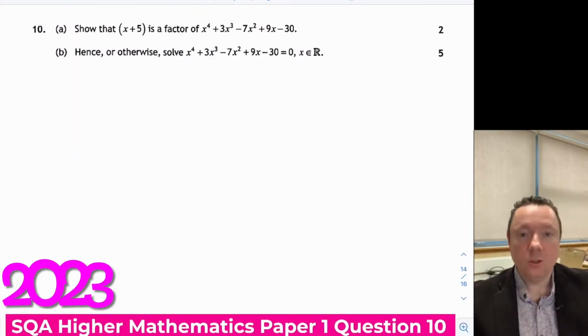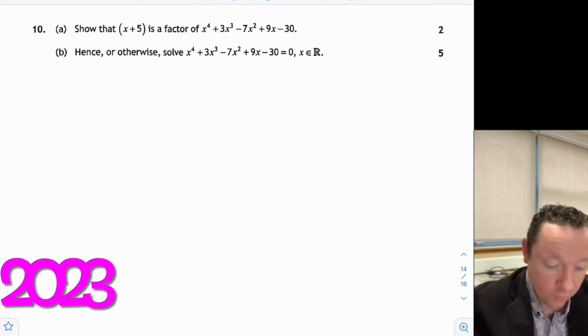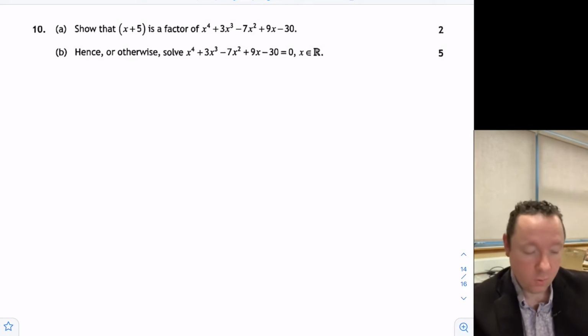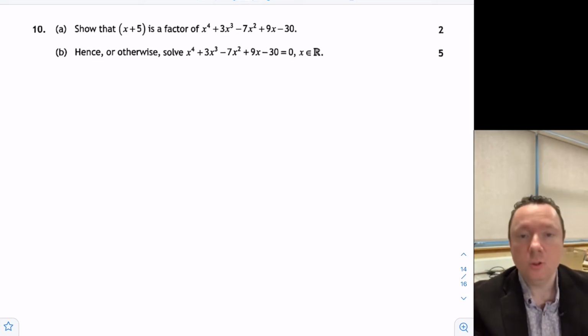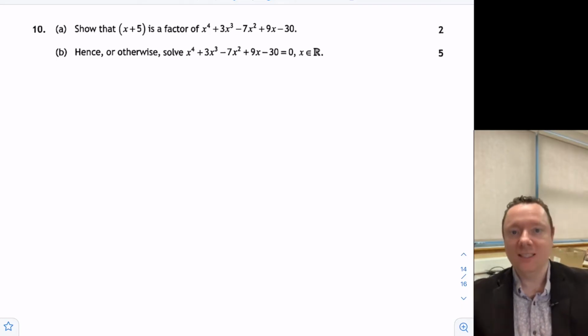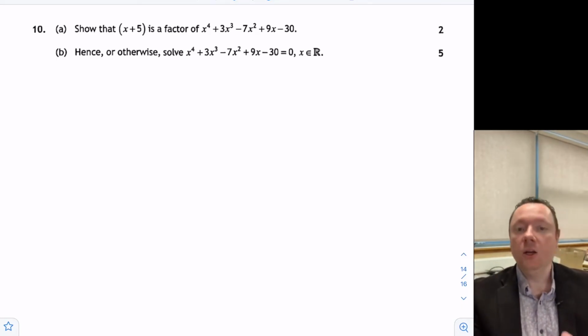Next, Grey Hand Maths 2023 paper 1, question 10. Show that x plus 5 is a factor of this, and it's a 4th power one, and then hence or otherwise solve it equal to 0. So usually we do cubics, but 4th powers can come up. So you're going to show it's a factor, you're going to end up with a cubic, and you're going to have to then start with a cubic by just guess and check to find another factor.